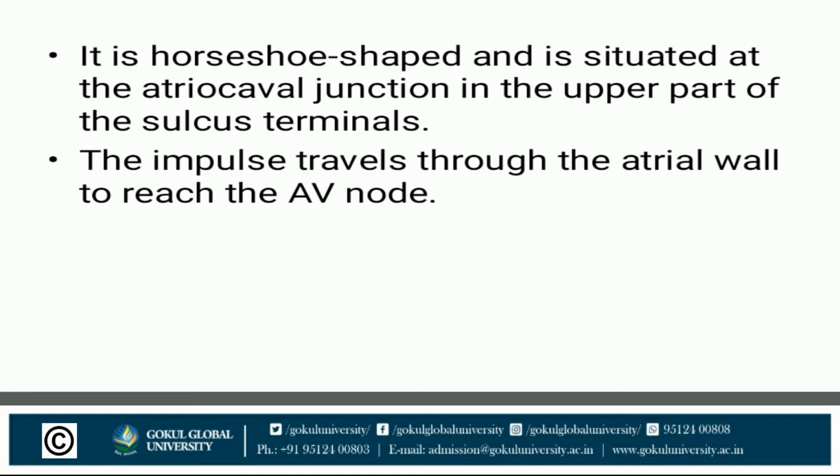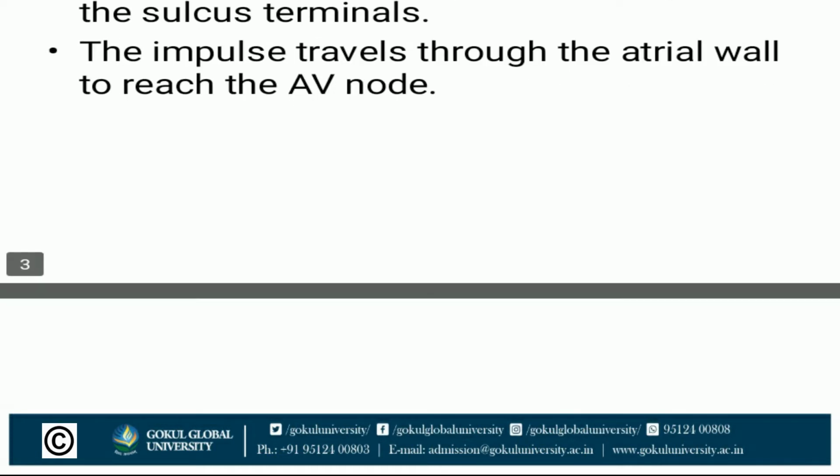Its shape is horseshoe, and its location is at the atriocaval junction in the upper part of the sulcus terminalis. The impulse travels through the atrial wall to reach the AV node.